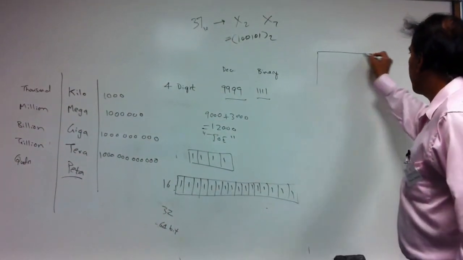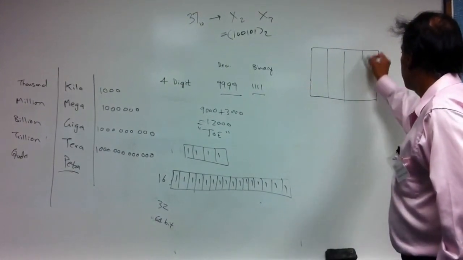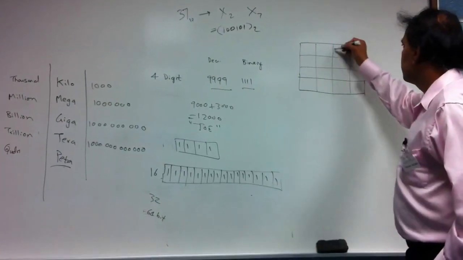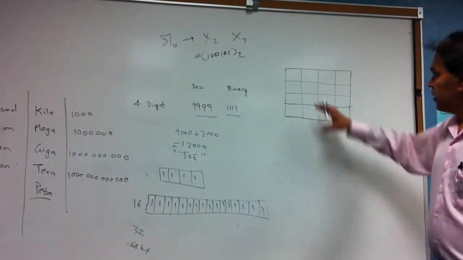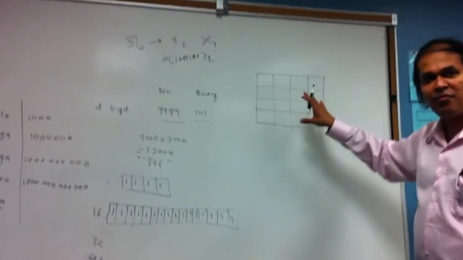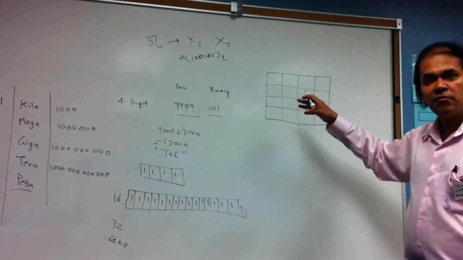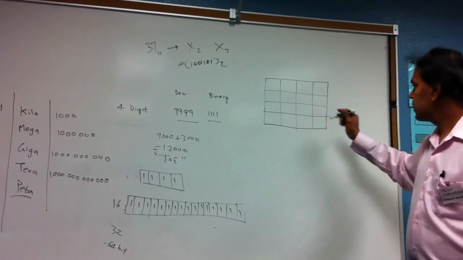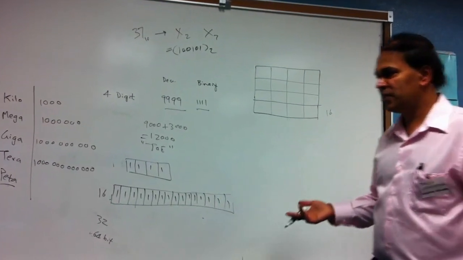So let's say you had a 4-bit computer, and you were to store numbers. So this is the max amount of memory you have on your computer. So how many cells are there on this computer? Can you count and tell me? 16. So on a 4-bit computer, 16.